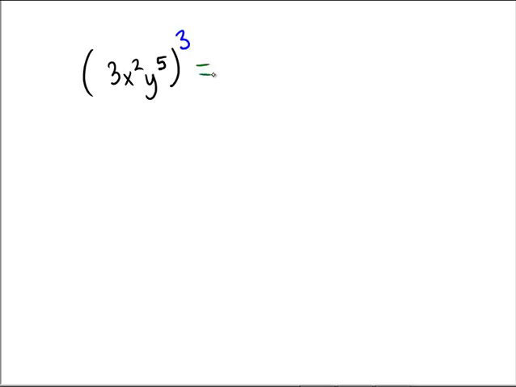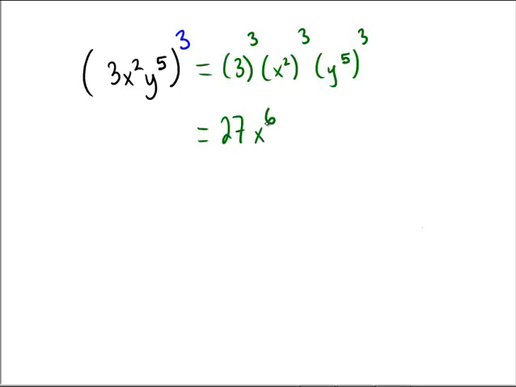I'm going to choose to do this the more efficient way, which is via the power rule. So I'll have 3 cubed, then x squared cubed, and then y to the 5th cubed. 3 times 3 is 9, times 3 is 27. X squared cubed is x to the 2 times 3, which is x to the 6th. And finally, y to the 5th cubed would be 5 times 3, which is 15. So the final answer here is 27x to the 6th y to the 15.